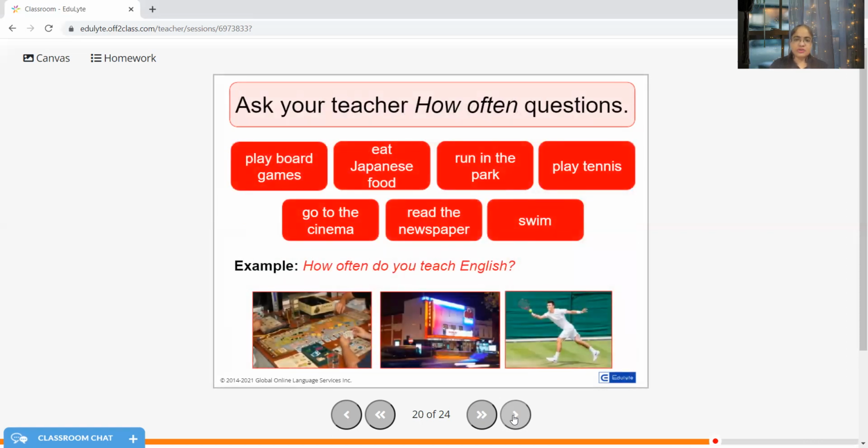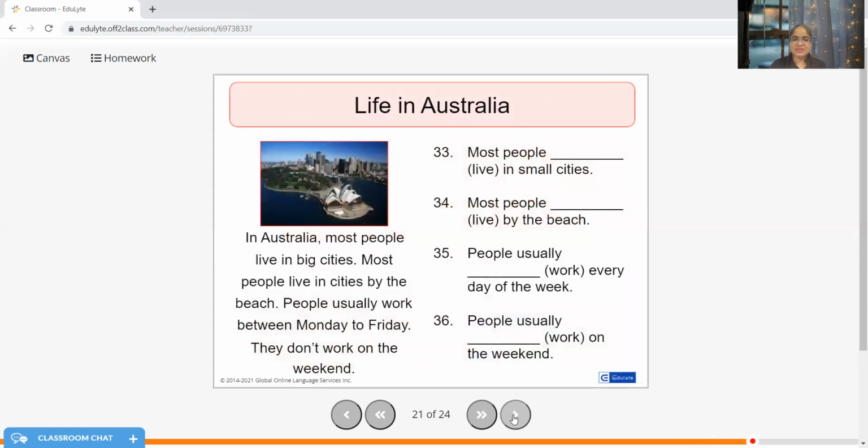So how often do you teach English? Okay, it is about me. So I often teach English language. I regularly read the newspaper. I often go to the cinema. I always run in the park. I never play tennis. I never eat Japanese food. So if I have to answer this, these are my sentences.